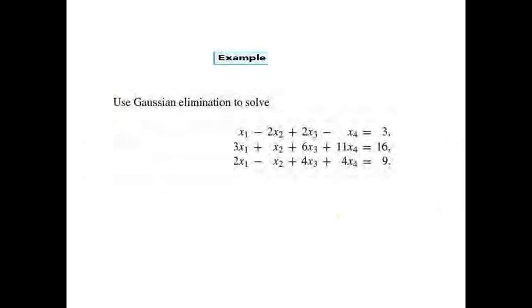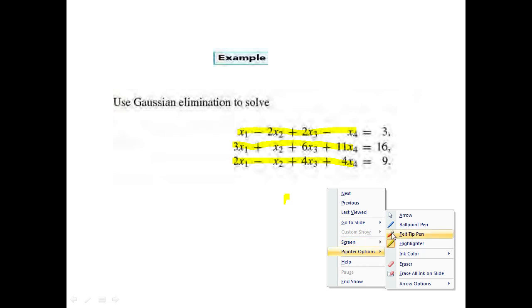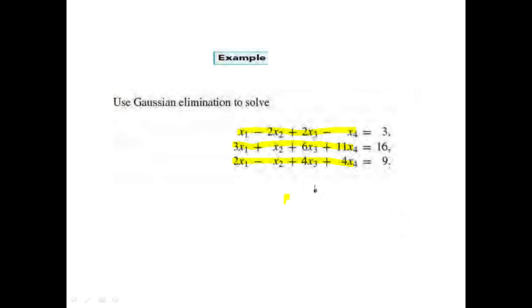Use the Gaussian elimination method to solve x1 minus 2x2 plus 2x3 minus 4x4. So how many unknowns here? You see 4 unknowns. It is a system of 4 unknowns. The value of n equals 4. Here you see the number of unknowns, n equals 4.